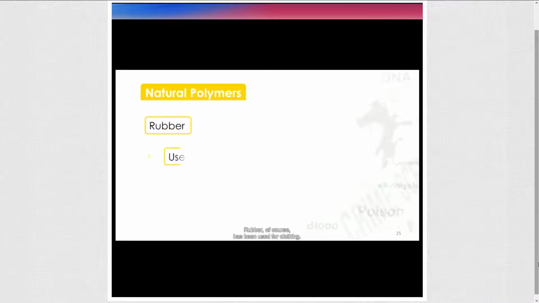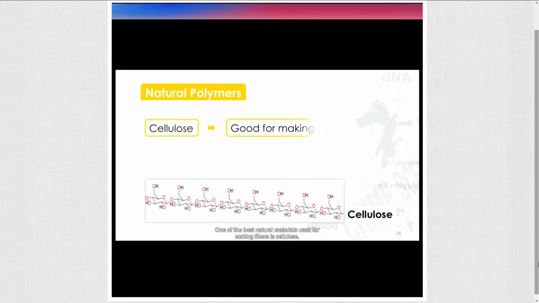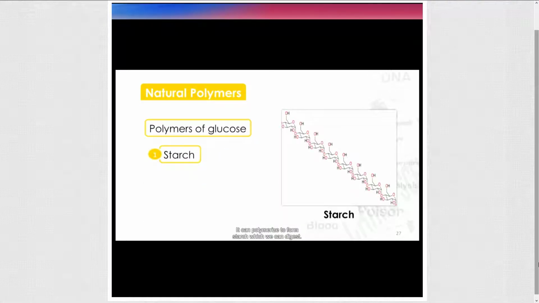Rubber, of course, has been used for clothing. It's much better for boots rather than clothing, and it's not a good material for making fibers. One of the best natural materials used for making fibers is cellulose. Now, cellulose is a polymer of glucose, and glucose can polymerize in nature in two different ways. It can polymerize to form starch, which we can digest. We eat it every day in potatoes or rice or bread.